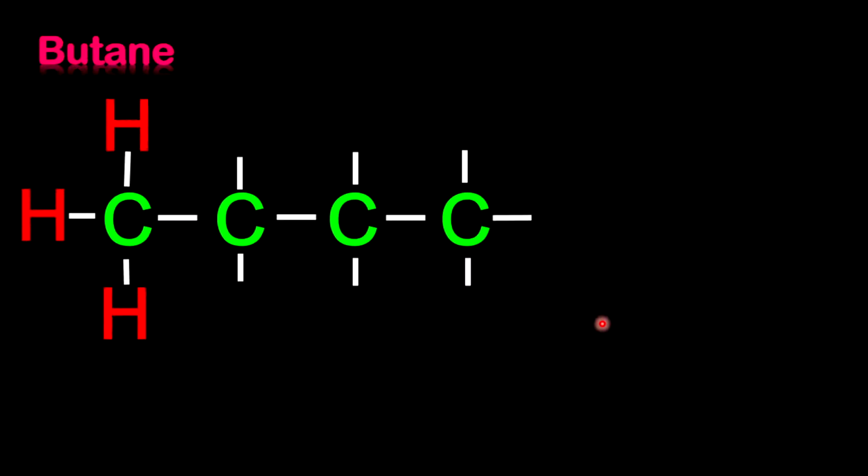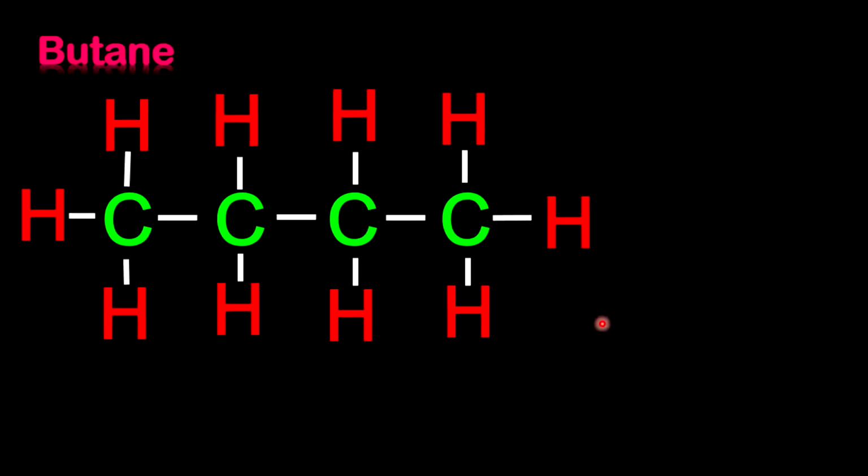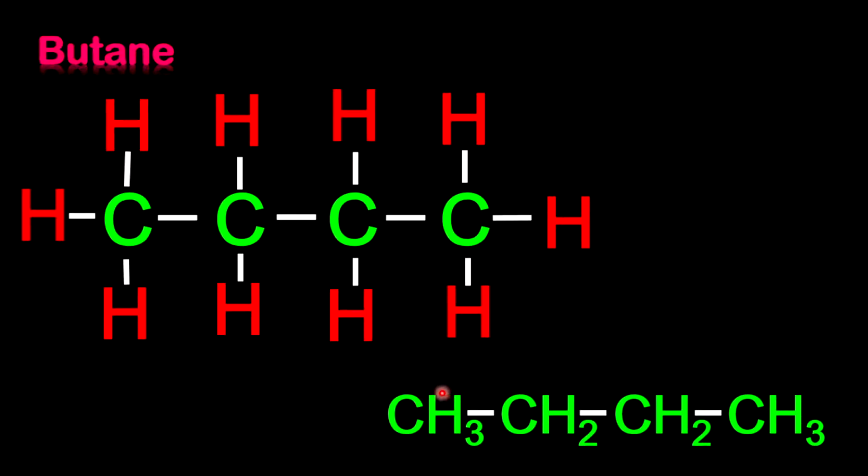And we could put hydrogen respectively according to these single bonds. And so therefore, the structural formula for butane will look just like this. And so we could condense this to be CH3, single bond to CH2, single bond to CH2, single bond to CH3. So this now is the condensed structural formula.